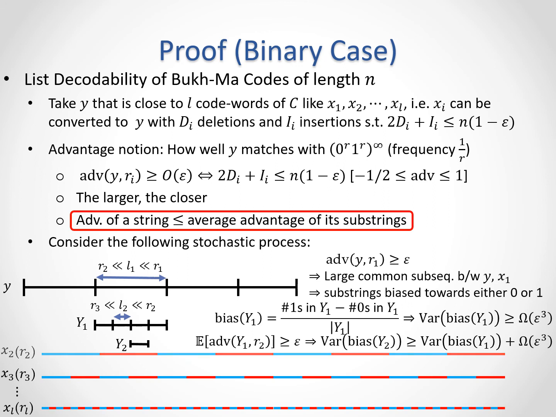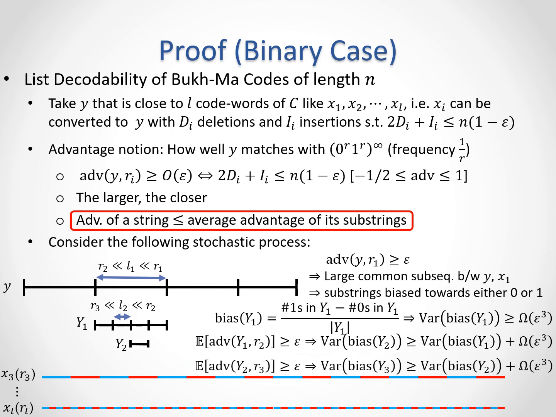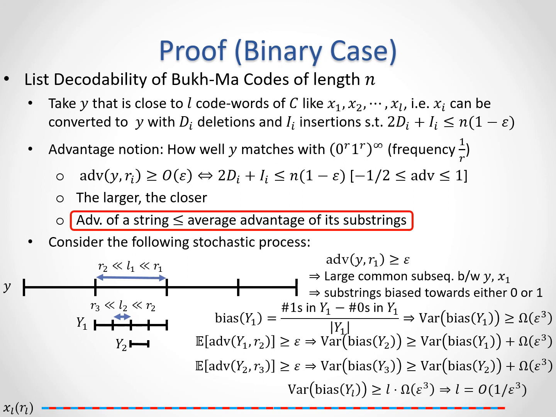3. We can repeat this nested subsampling procedure L times, and what we would end up with is that the variance of the bias of the substrings in the last level is at least L times omega of epsilon to the 3. Now, note that given the definition of the bias, this quantity is somewhere between 1 and minus 1. This means that the lower bound of L times omega of epsilon to the 3 can never exceed 1. And this would provide an upper bound of O of 1 over epsilon to the 3 for L, that is the list size of the code.